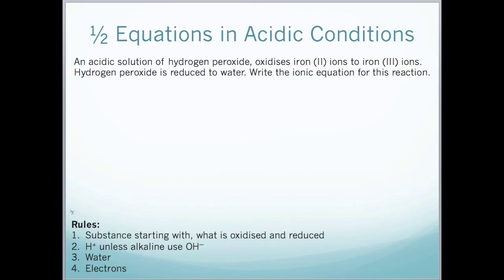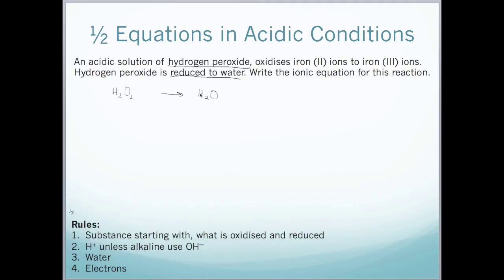We then need to balance the equation with hydrogen ions, or if it's alkali we then use OH minuses. In this case it's acidic, so we will be using H pluses. We then can balance with water, and finally we balance the electrons. Let's first look at hydrogen peroxide. So we're told that hydrogen peroxide is reduced to water. So H2O2 goes to water.